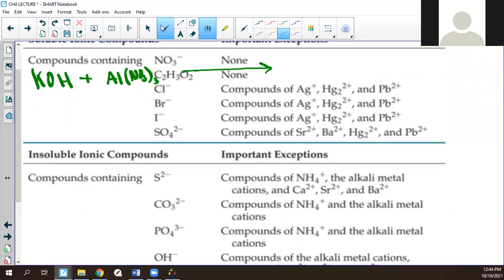We're writing the full, or the molecular, the complete, and the net. The left.